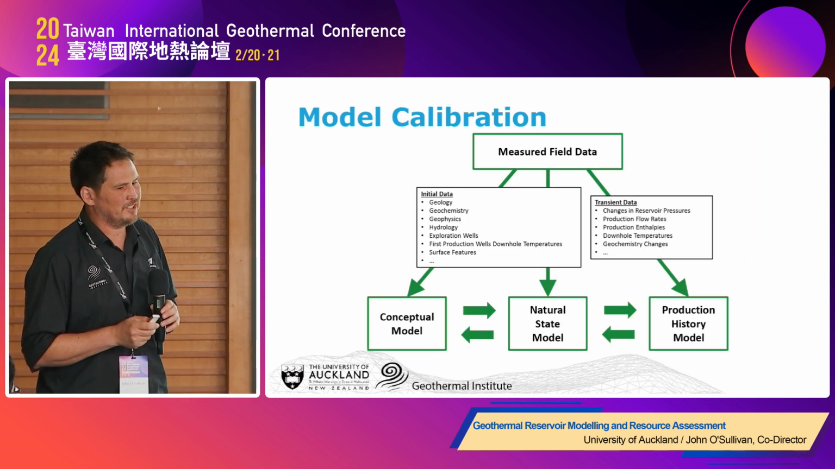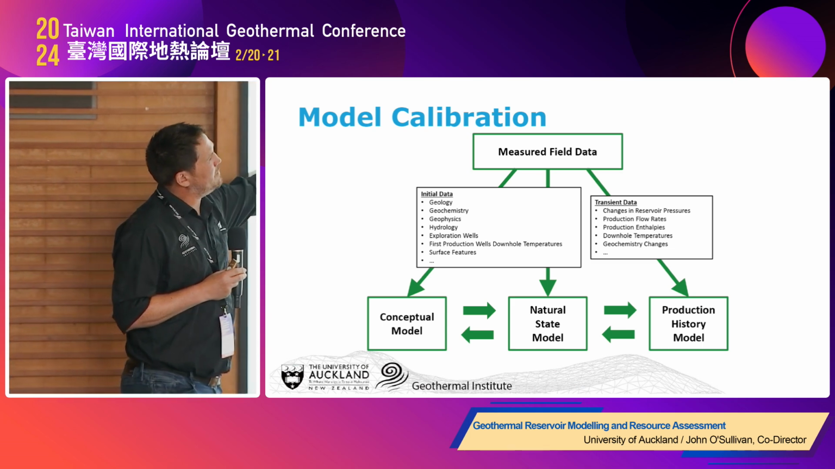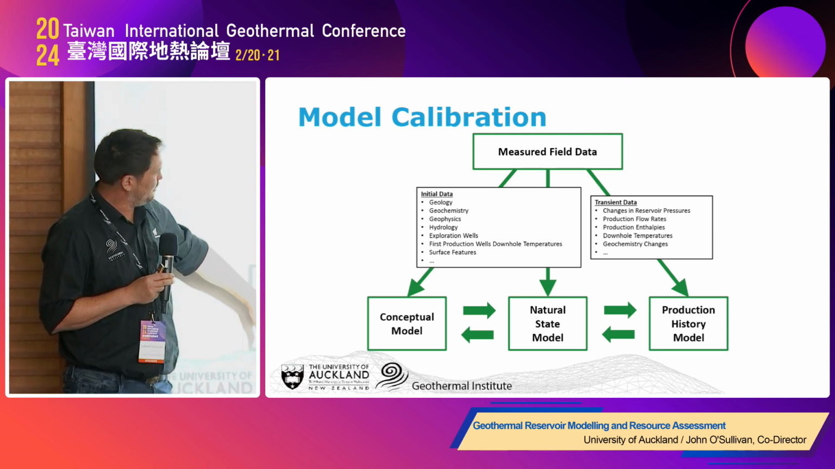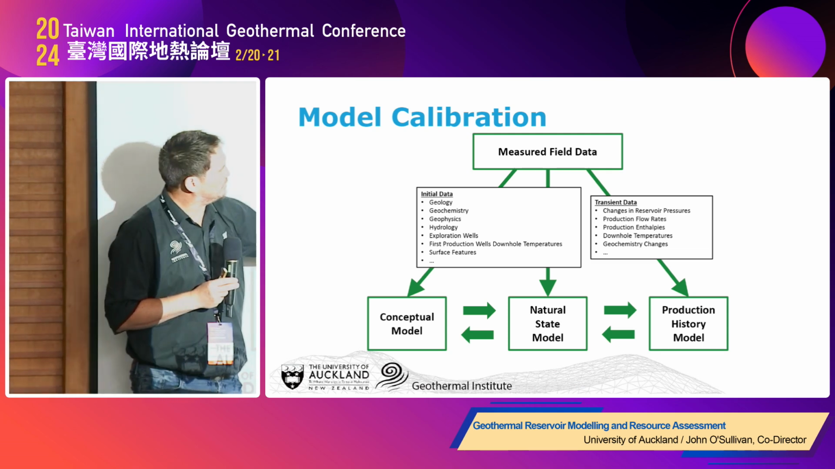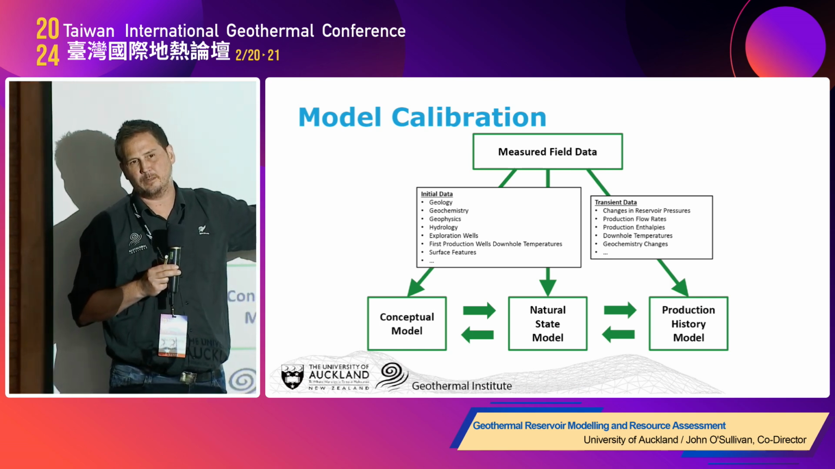Okay, that's how we set it up. Then how do we calibrate it? So we take all of our measured field data. The initial data is what we use to tell us about the conceptual model and the natural state. And then the transient production data is what we use for calibrating the production.